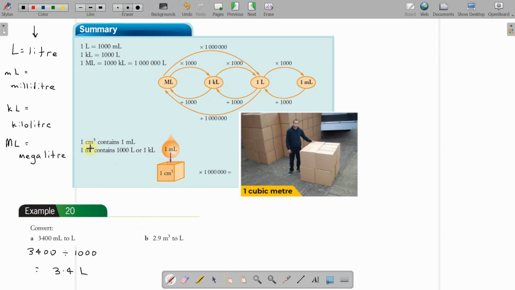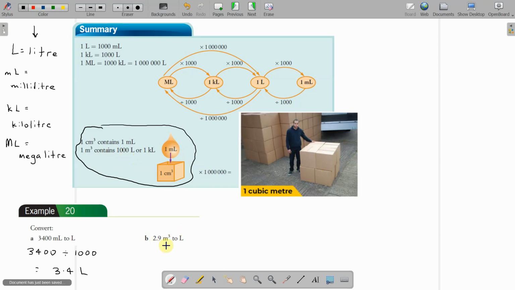Down the bottom here we've got the connection. This is pretty important. A cubic centimetre contains 1 millilitre, and this in the textbook is actually to scale. So 1 cubic centimetre is 1 millilitre, and 1,000 cubic centimetres would be 1 litre. A cubic metre contains 1,000 litres, and I thought this would give you a good idea of how big a cubic metre is. If you're pouring water into this container, it will hold 1,000 litres.